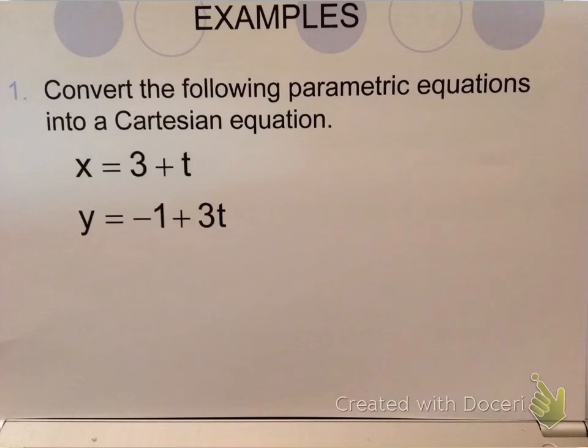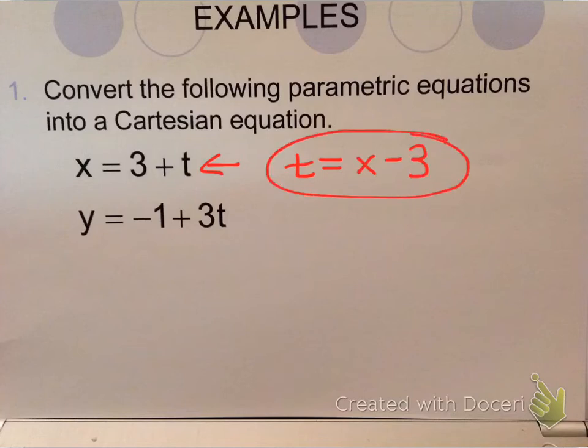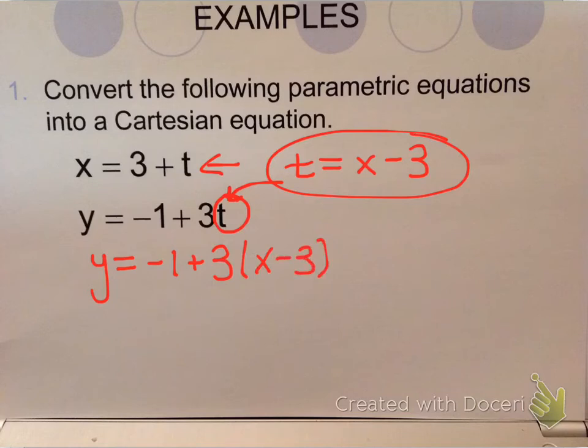So if I did that here, if I took this x equation right here, and I simply subtracted 3, I would have an equation that says time is equal to x minus 3. And now I can take that and I can plug it in right there for time. And so my y equation is now negative 1 plus 3, and then time gets replaced with x minus 3. Okay, now depending on the form of the equation you're asked for, you don't necessarily need to rearrange that equation.